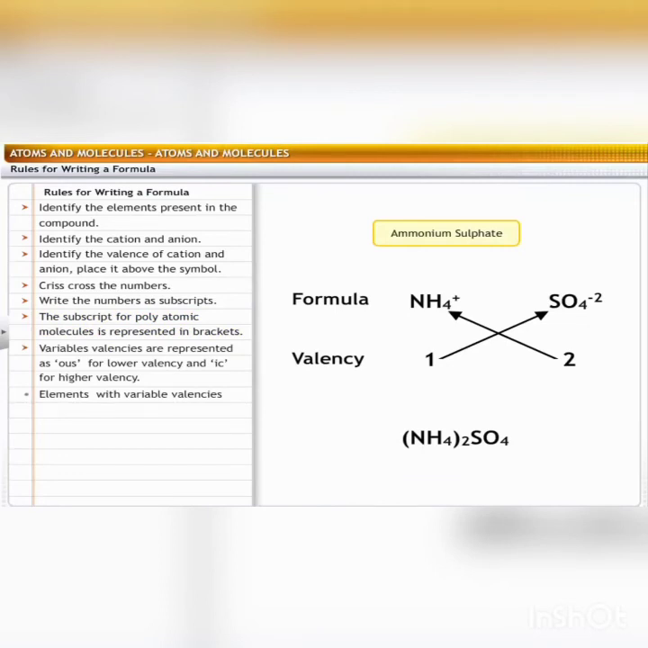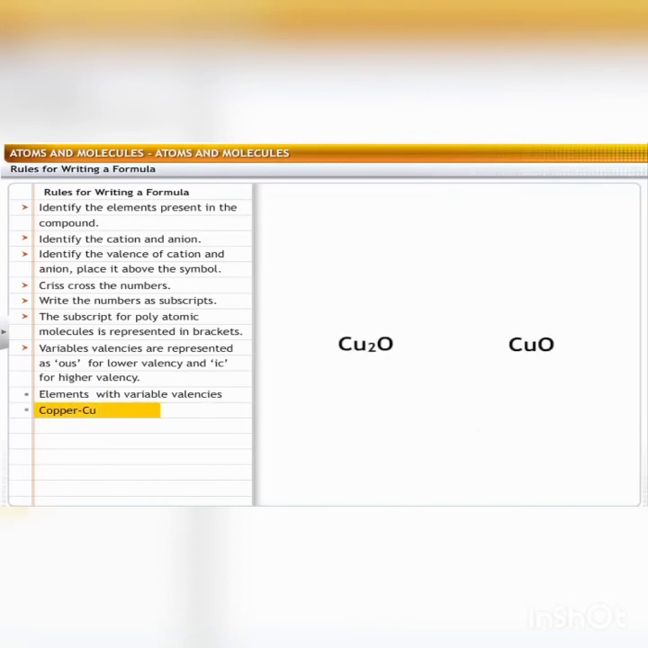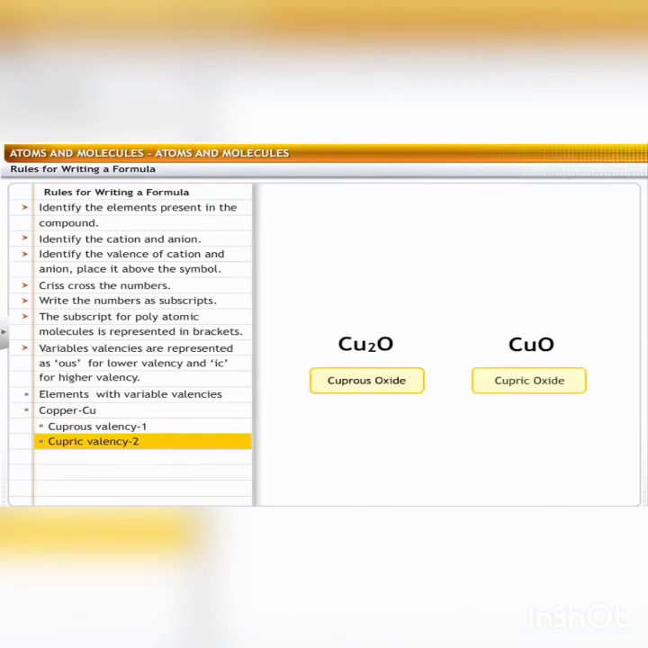There is an exception for some of the metals, which show variable valencies and are named accordingly. For example, copper shows 2 different valencies like 1 and 2. In certain cases, the compound formed from the lower valency is called cuprous. When it reacts with oxygen, the compound formed is cuprous oxide, that is Cu2O. On the other hand, copper with valency 2 forms cupric oxide.